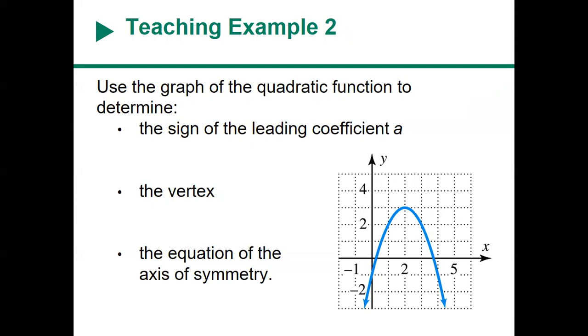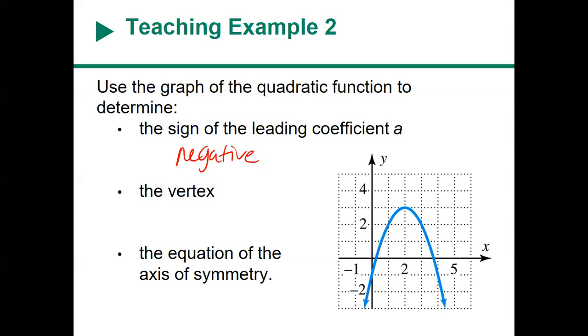Okay. Because our parabola is a sad parabola, that means the leading sign is negative. All right, next, identifying the vertex.